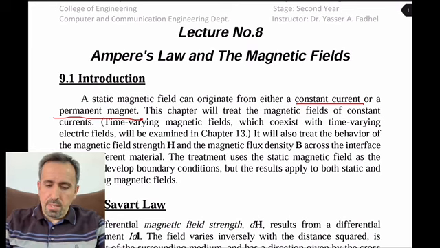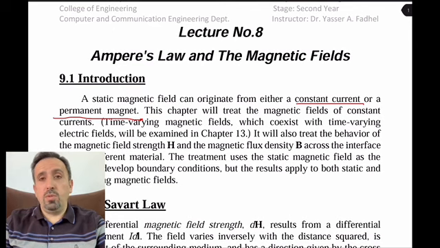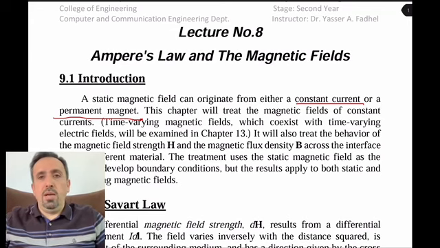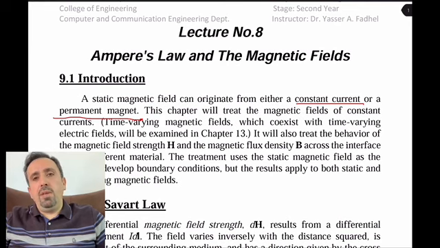But we are talking about static magnetic fields. So in coming lectures or chapters, specifically if we talk about chapter number 13, then we will be talking about some other sources, indirectly trying to produce the magnetic field by having the time variant electric field.